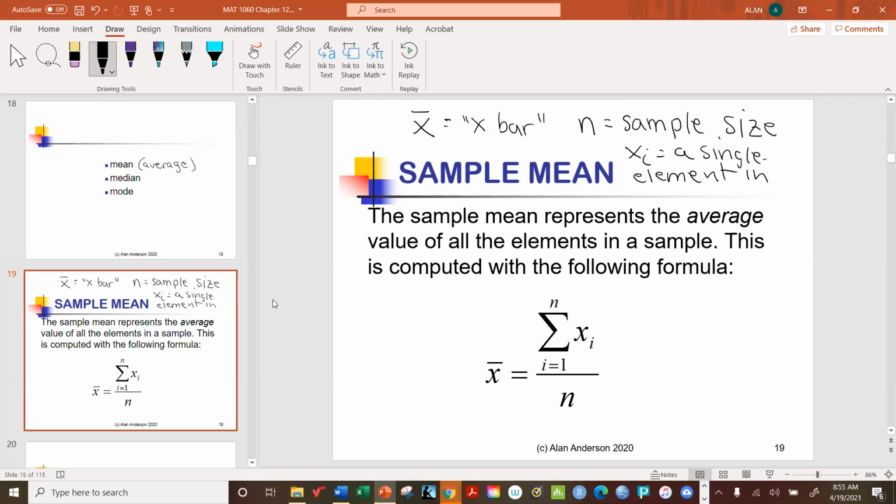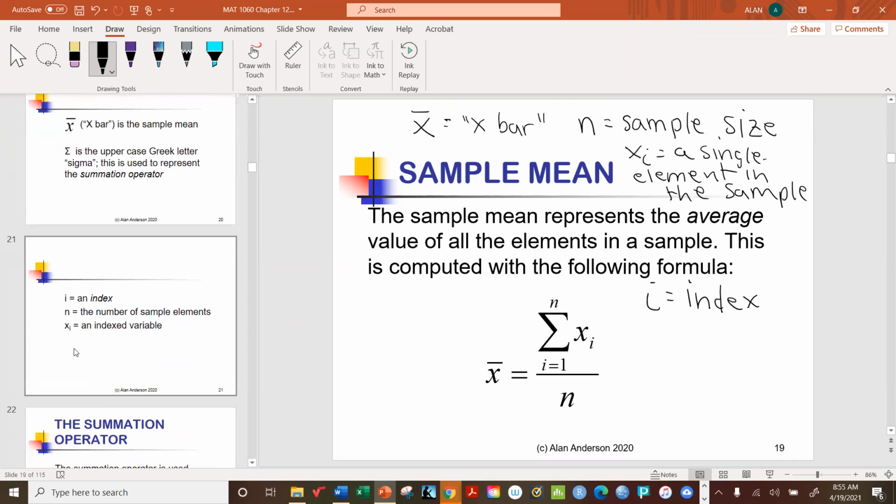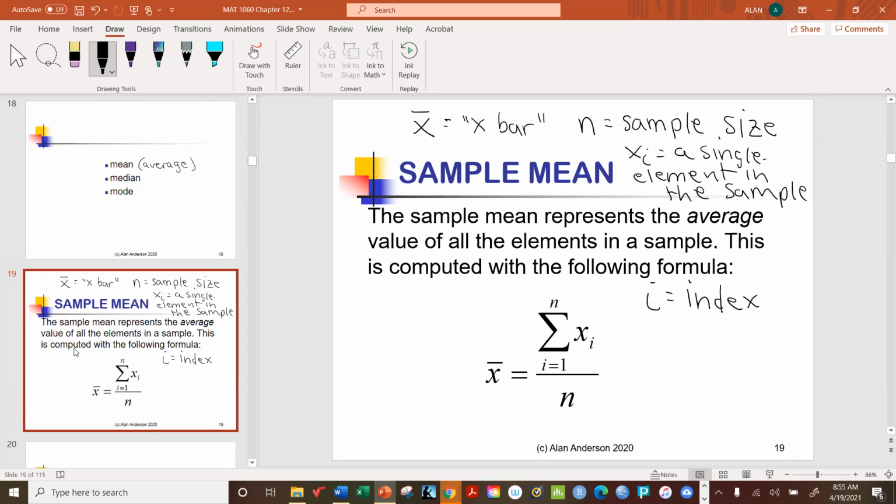In the sample. Now, what exactly is that i doing there? i is what we're going to call an index, which helps us keep track of the elements in the sample. So let's say you have 3 elements in your sample.